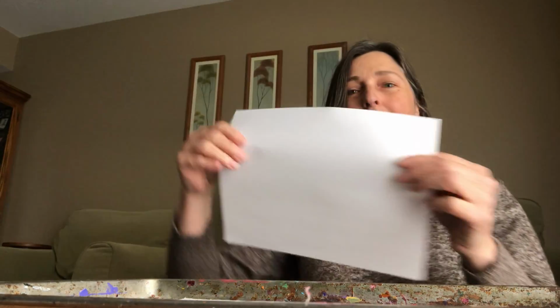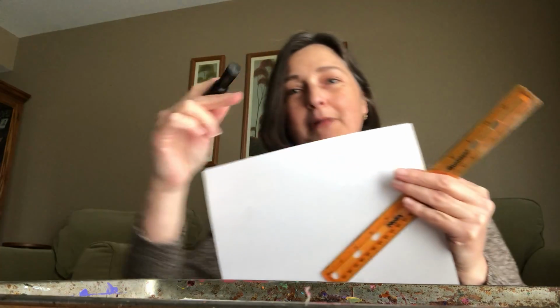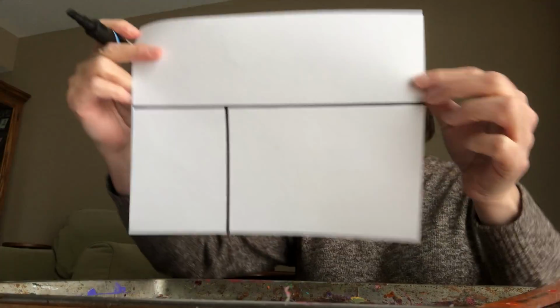Okay, so what we need is we need to gather our supplies. We need our piece of paper, we need our ruler, and we need our black marker. Okay, what you're going to do is you're going to take your black marker and your ruler and you're going to make some lines on your paper. And I'm going to draw some and then I will show you which directions I'm going, but you can do this however you want. So here I've started.